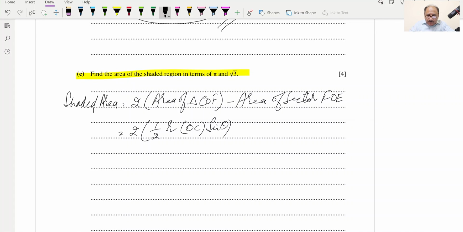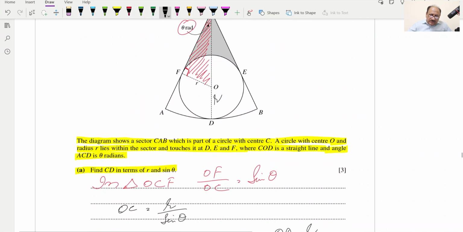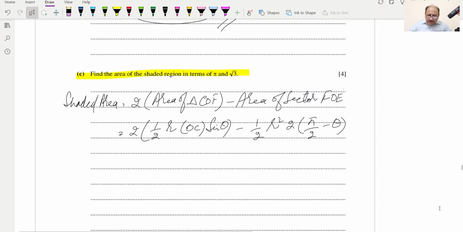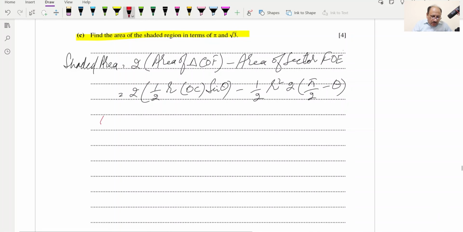and sine of theta, this one, minus 1 by 2, and this will be R squared and 2 into theta. This is the area of the sector formula, half R squared into theta, and basically this angle will be pi by 2 minus theta. We can take this angle as pi by 2 minus theta. Now we can replace the values. R is equal to 4. It is given R is equal to 4 and theta is equal to pi by 6.